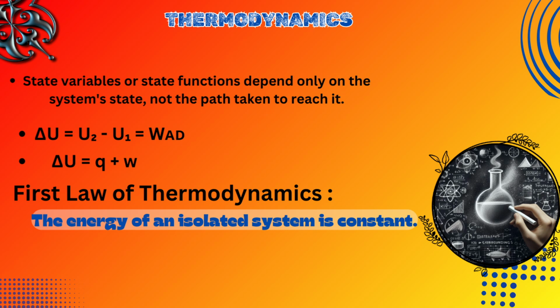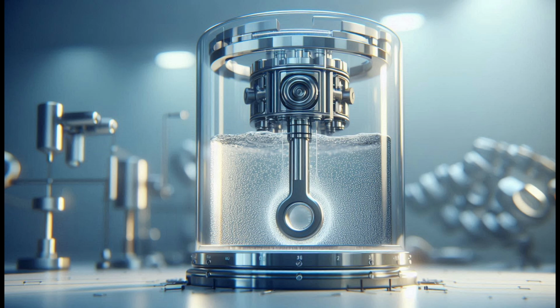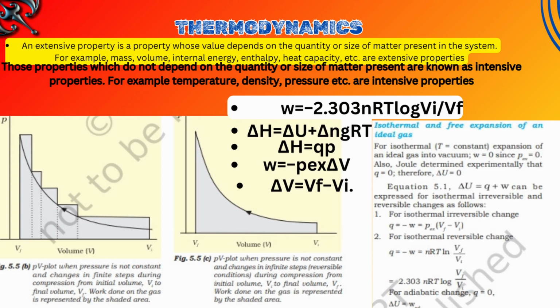This leads us to the first law of thermodynamics. The energy of an isolated system is constant. In simpler terms, energy can change forms, but it is neither created nor destroyed. Imagine a cylinder containing 1 mole of an ideal gas with an initial volume Vi and pressure P. If we apply an external pressure Pex, which is greater than the gas pressure, the piston moves inward, reducing the volume to Vf. This movement represents work done on the gas.